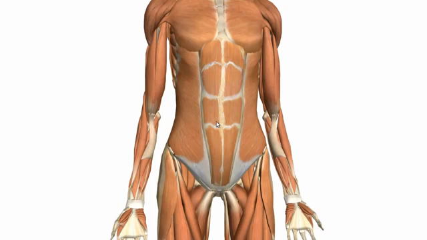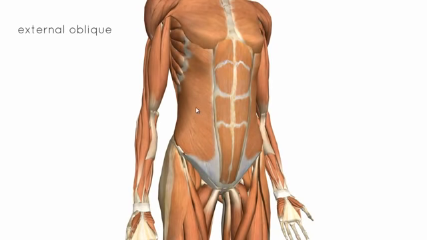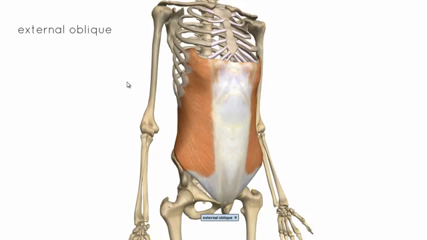So next we've got the muscles which sit laterally. So you know what these are. There's three muscles, the external oblique, internal oblique, and transversus abdominis, from superficial to deep. So first is this muscle here, the external oblique.